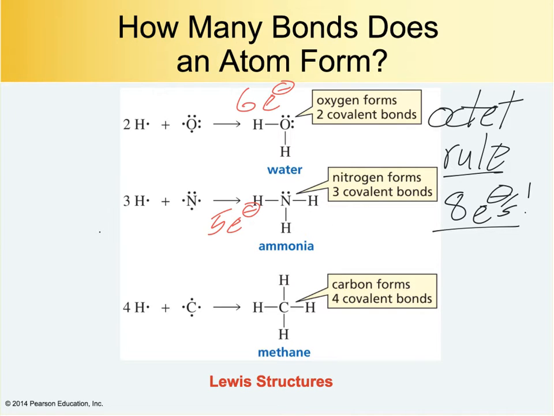Now with carbon, same deal, 4 valence electrons. If it has 4 bonds, 1, 2, 3, 4, it has a full octet, it has no charge as well. Right, 4 valence electrons means it needs 4 bonds to get to 8.